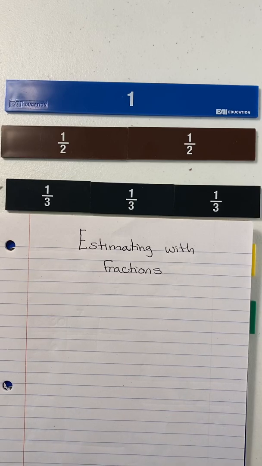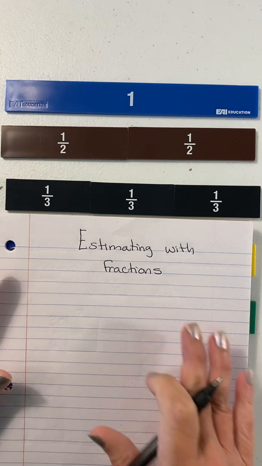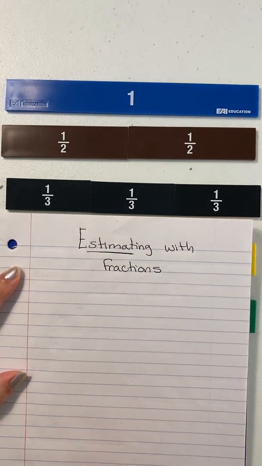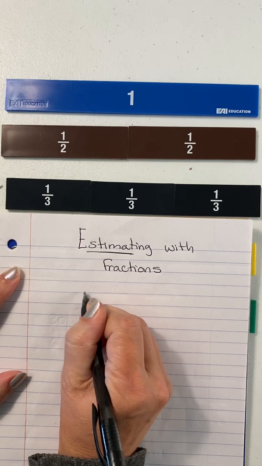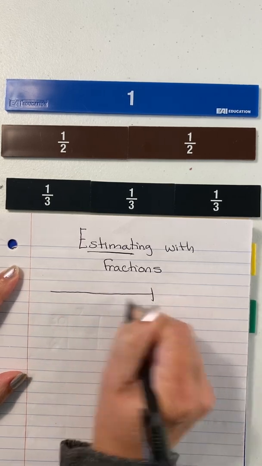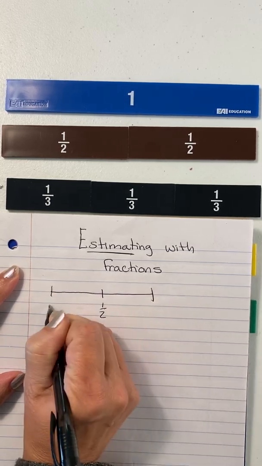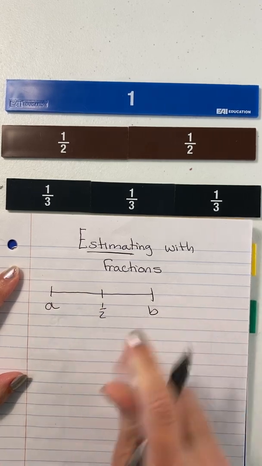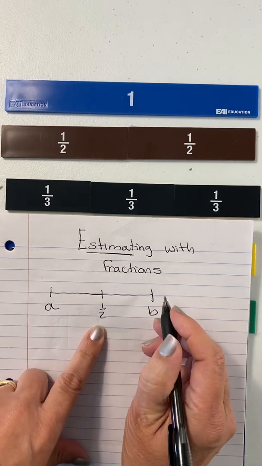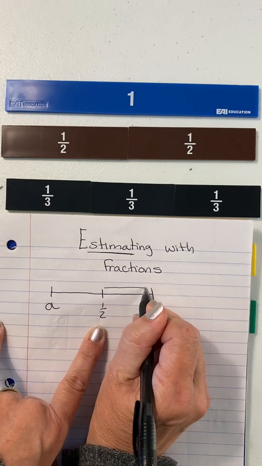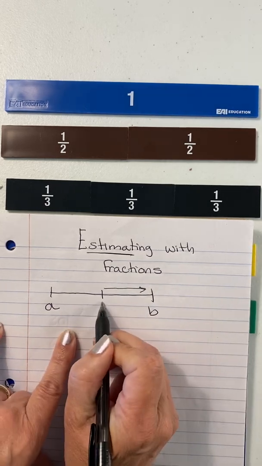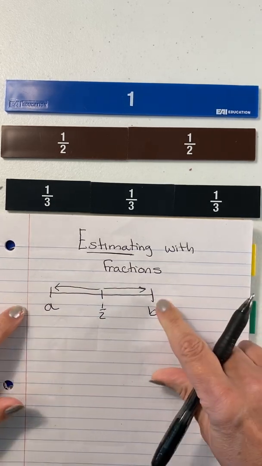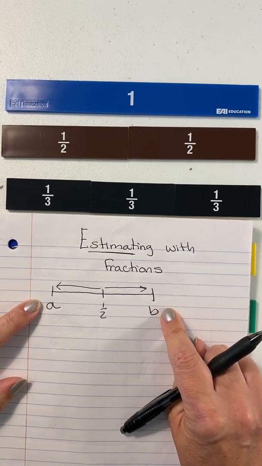This video is going to be about estimating with fractions. When we're estimating with fractions, we still want to remember our estimating rule. When we think about the halfway point between two places, let's call them place A and place B, if we get to the halfway point, then we continue on to point B. If we have not arrived at the halfway place, then we return to point A. This rule is going to follow us into estimating with fractions.